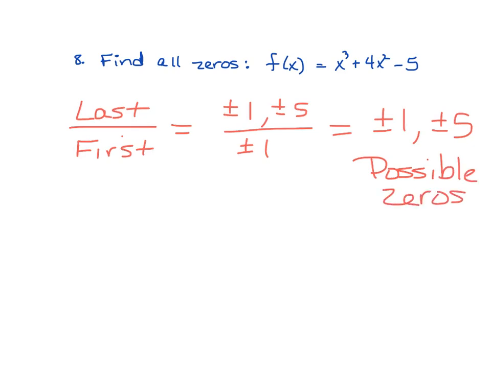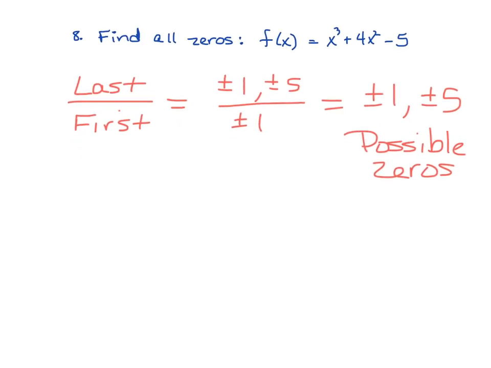So now I'm going to pick one, and again, I'm going to pick 1. I like 1, it's easy to do, so I'm going to try my synthetic division problem using 1. Again, I'm going to put my coefficients in. Notice it's missing an x, so I need to put a 0 there.